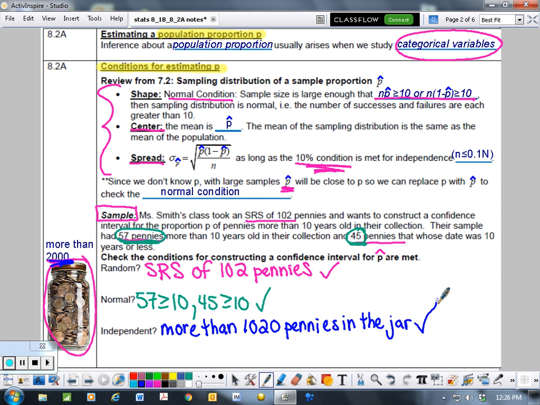And so that's what we're going to do each time. Because if we don't meet our conditions, we can't calculate our confidence interval with the tools that we have right now. So if you don't check, then you can do all that calculation for nothing and you look silly.